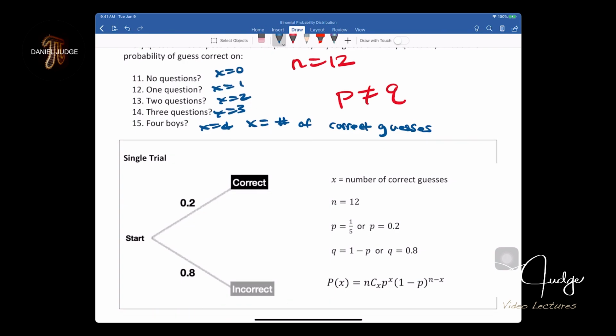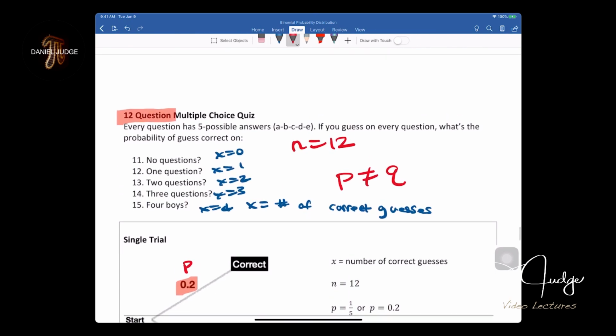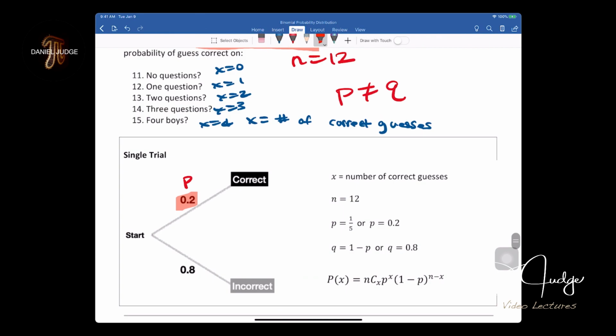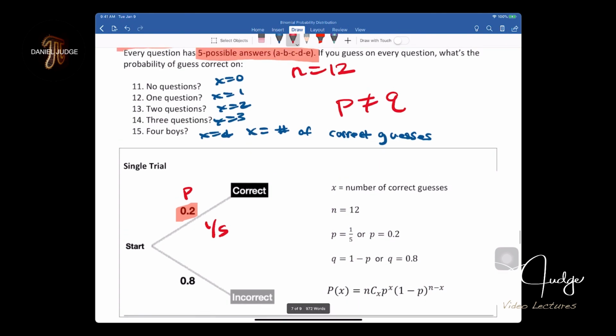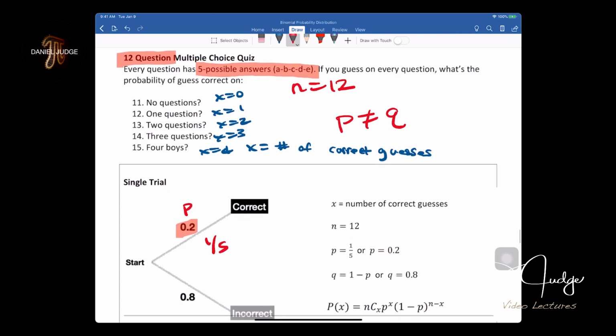Okay? And I put some information here as well for you on how to answer this question. Right? Guessing correct, we want to know right here, why is that the probability of a success? Why is that little p? Well, because of the fact that, what do you have? 5 possible answers, A, B, C, D, and E. So this should look familiar to you guys. The probability of guessing correct is 1/5. And that's little p. So you guys can get started on these kind of questions, 11 through 15.